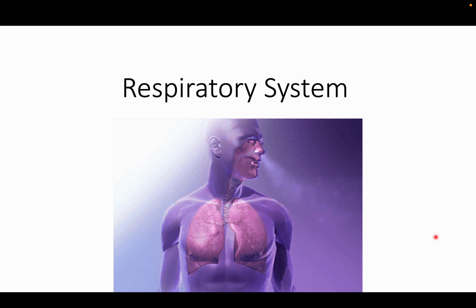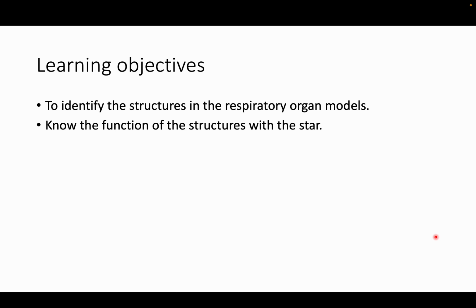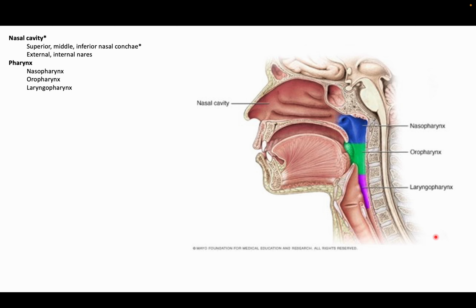In this video, we're going to go over the organs in the respiratory system. So make sure you can identify all the structures on the models that I'll show you in a bit. And then if you see a star after each structure, make sure you know the function of that structure. All right, so let's take a look at the sagittal view of our head and neck.